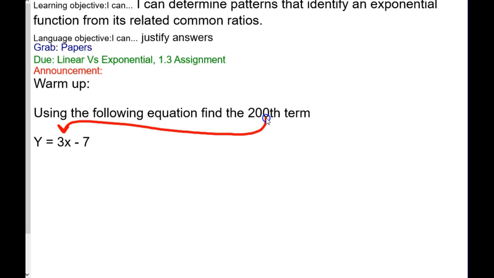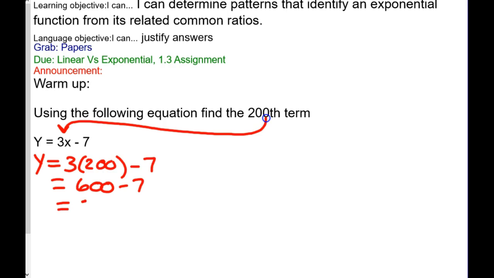Alright, so, again, we replace x with 200. So, 3 times 200 minus 7. What's 3 times 200? 600, and then minus 7. That's 593, okay? That's one way to do it, okay? So when you have a really high term number, it's sometimes easier to just plug it in algebraically, okay?